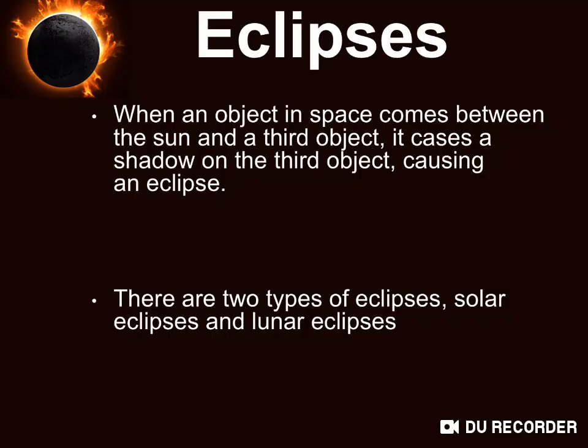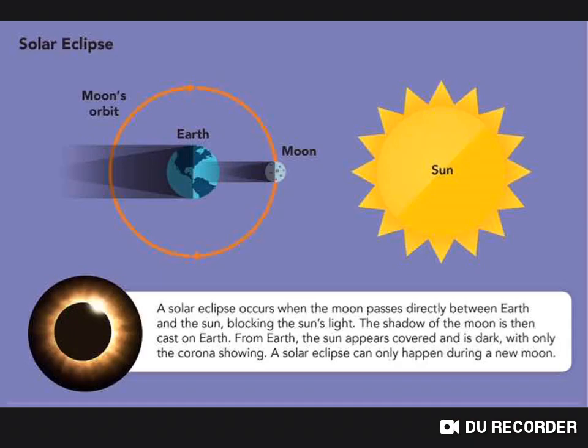Eclipses. When an object in space comes between the sun and a third object, it causes a shadow on the third object, causing an eclipse. There are two types of eclipses, a solar eclipse and a lunar eclipse. This is an image of how a solar eclipse occurs.